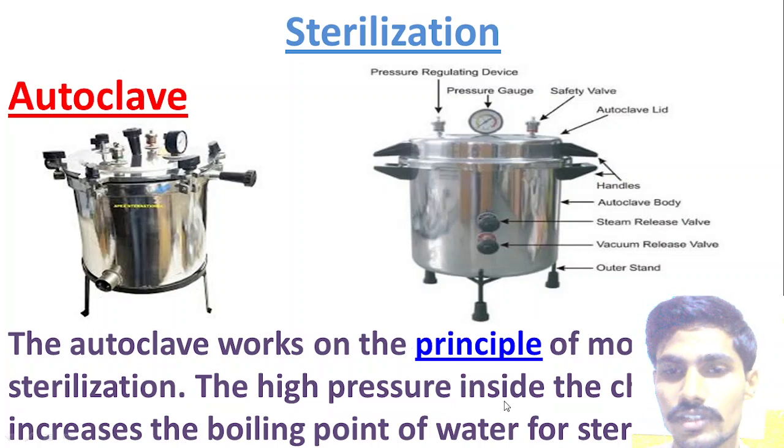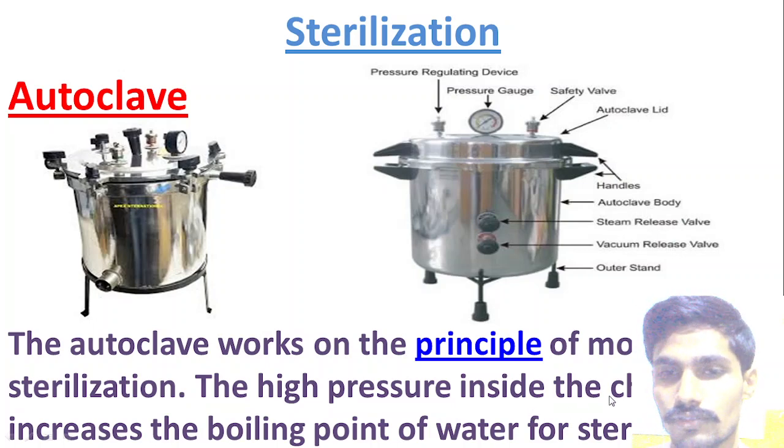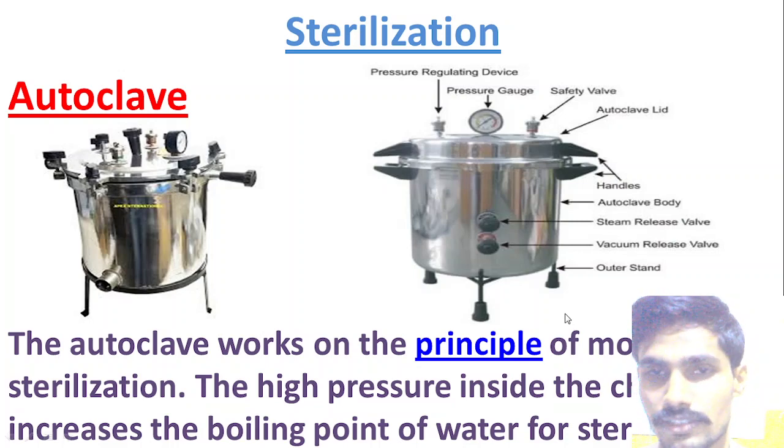The high pressure inside the chamber increases the boiling point of water for sterilization. Inside this chamber there is pressure because the lid is closed here. There is no chance for the air to come out. Hence it creates pressure. Due to that pressure, the boiling point of water also increases.